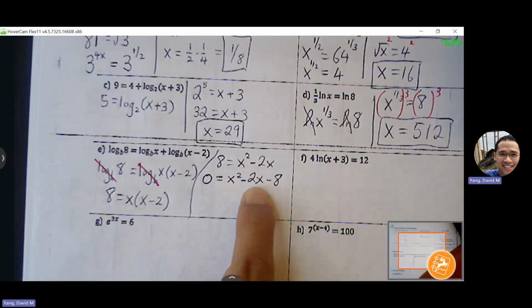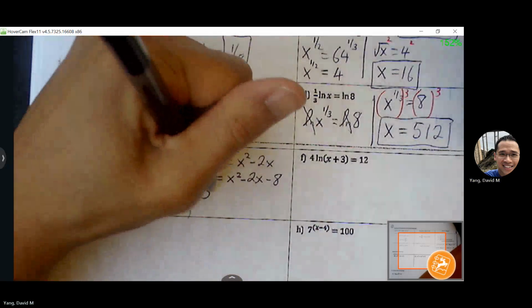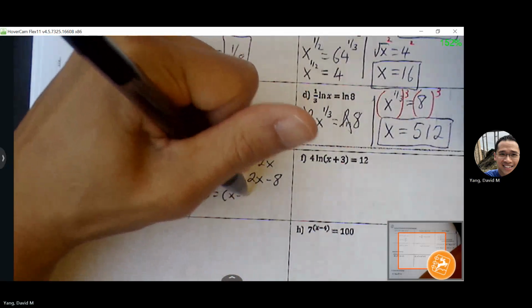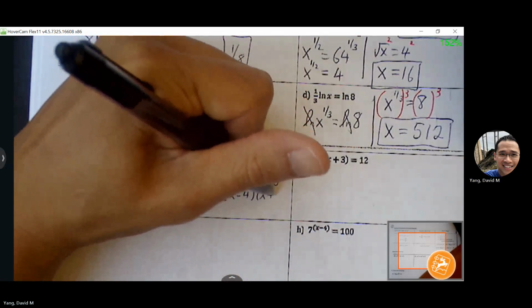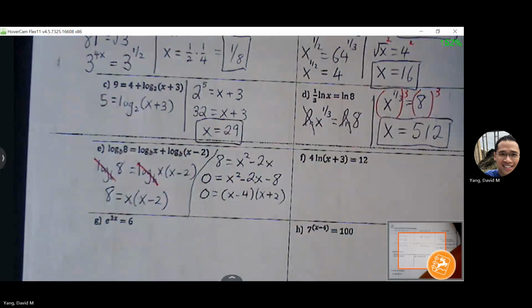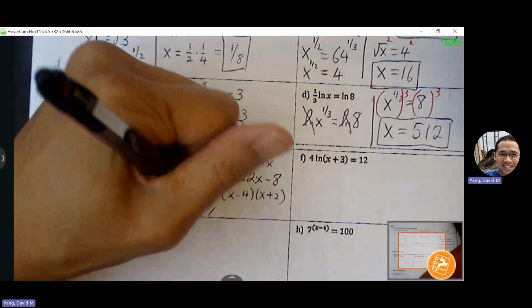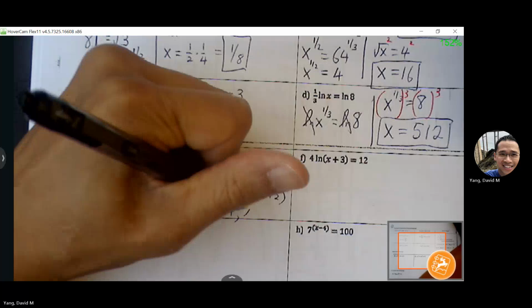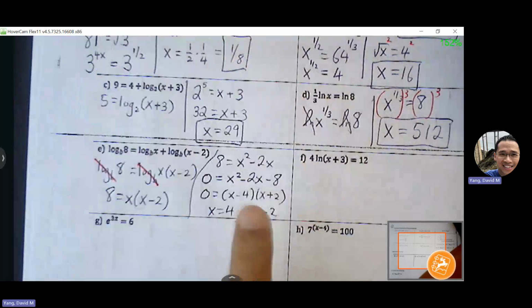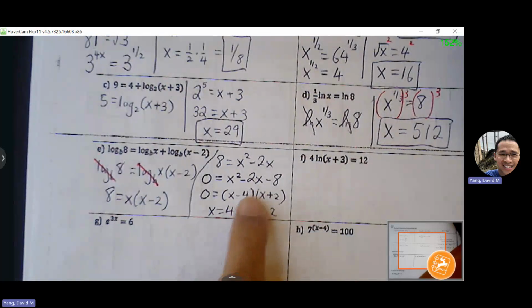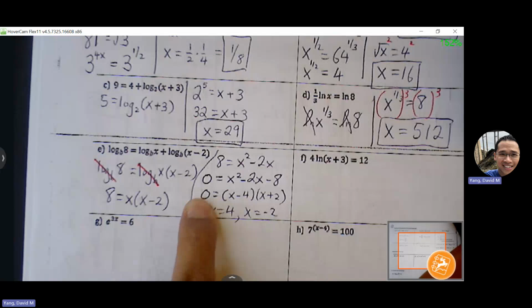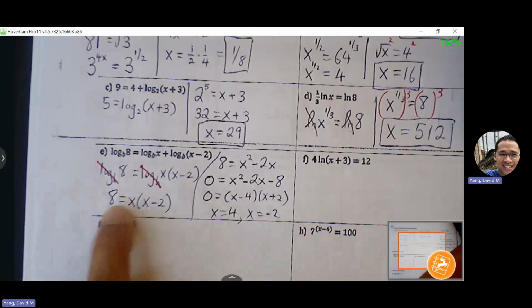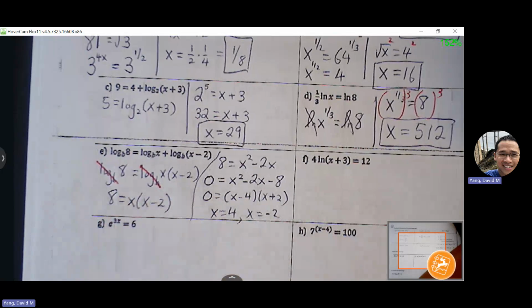Okay, so this can factor, right? Multiplies to be -8, adds to be -2. Solve for x. Okay, now we can solve for x. Now that we have factored form on one side and 0 on the other, but at this stage, we're not going to be able to get the right answer.